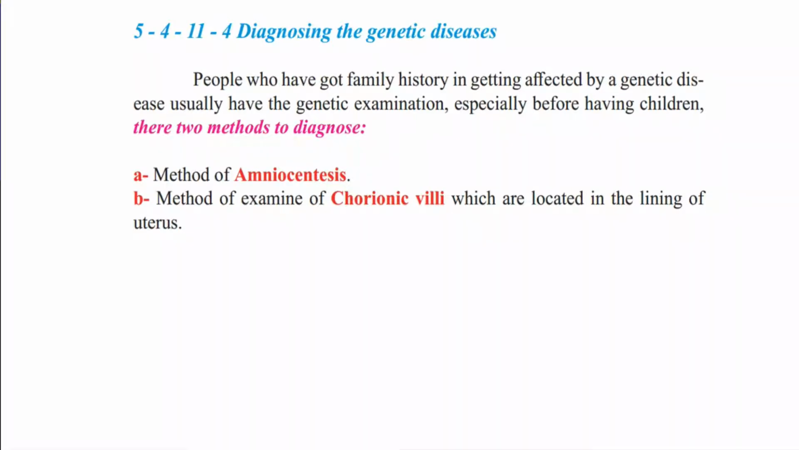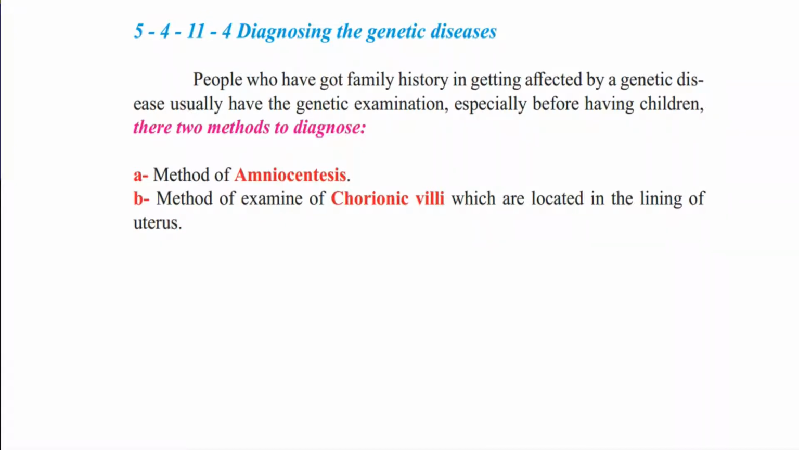There are many ways to diagnose these diseases. One is the method of amniocentesis, where they take a sample from the amniotic fluid, the fluid which the embryo swims in inside the mother's uterus. Because it contains cells that are part of the embryo, genetic study of these cells can diagnose the disease.